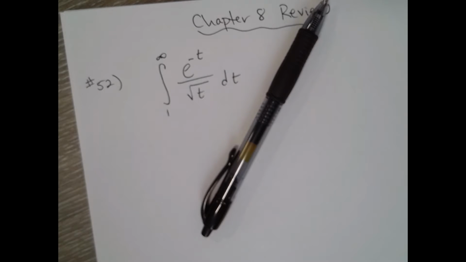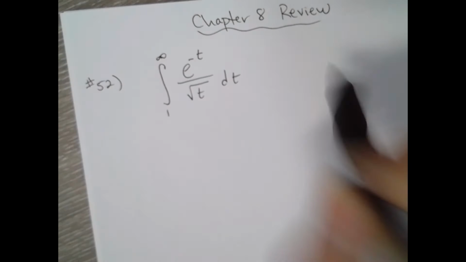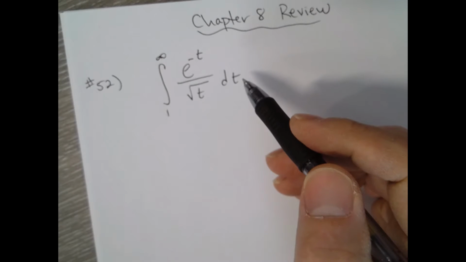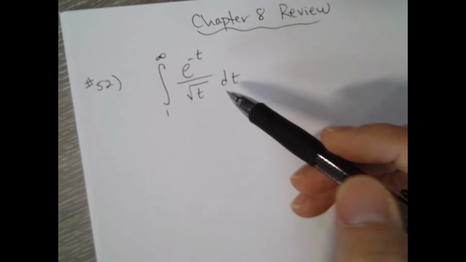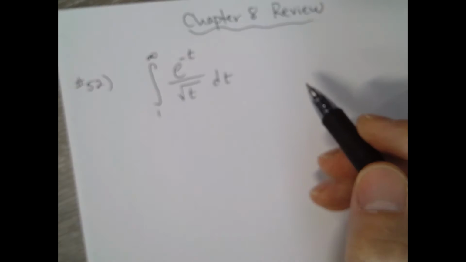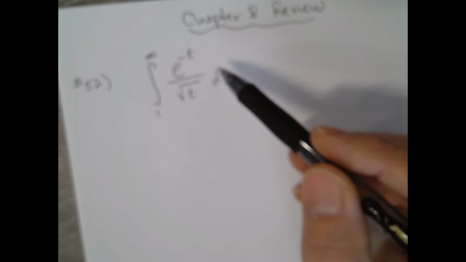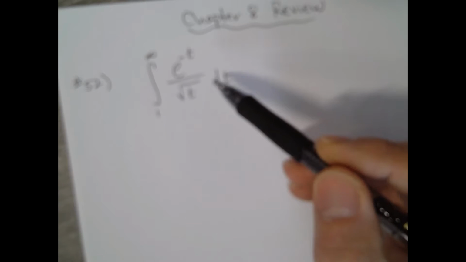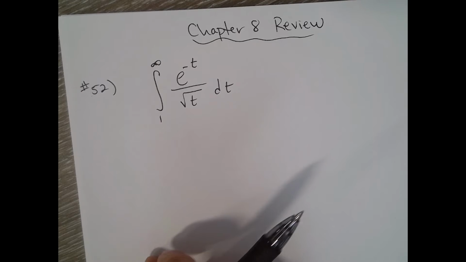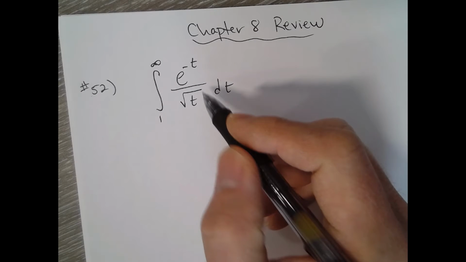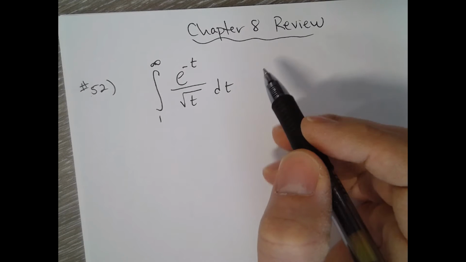Chapter 8 review number 52. We're trying to figure out if this converges or diverges. To find the antiderivative might be kind of difficult, but we're going to compare it to something. So limit comparison test also might be difficult because we've got e's involved, especially as fuzzy as it is. Really difficult. Alright, so direct comparison test is the way to do it, at least the way I'm going to do it.